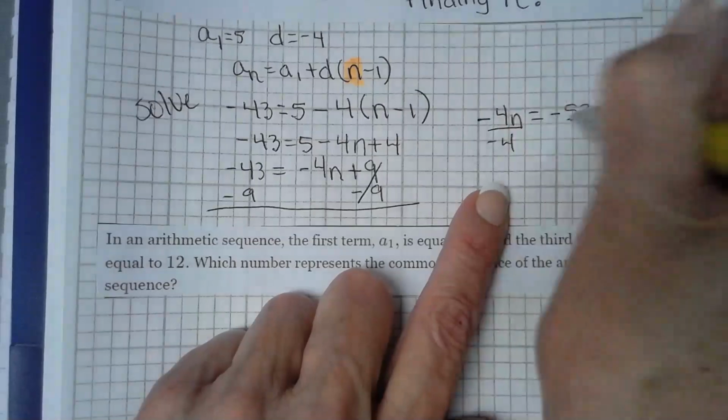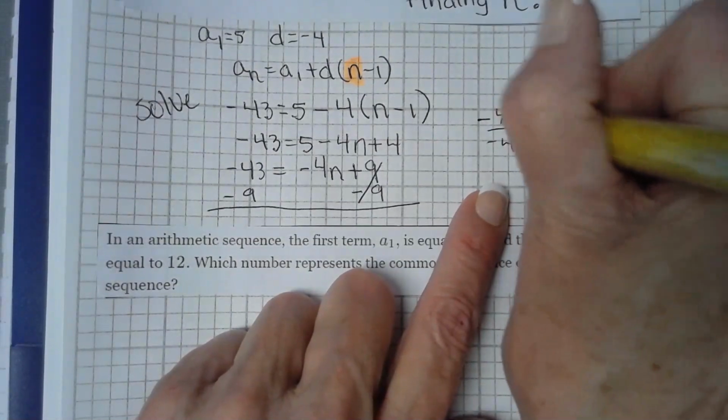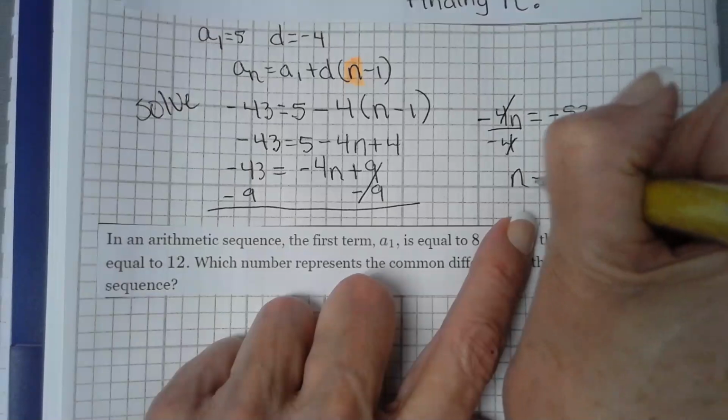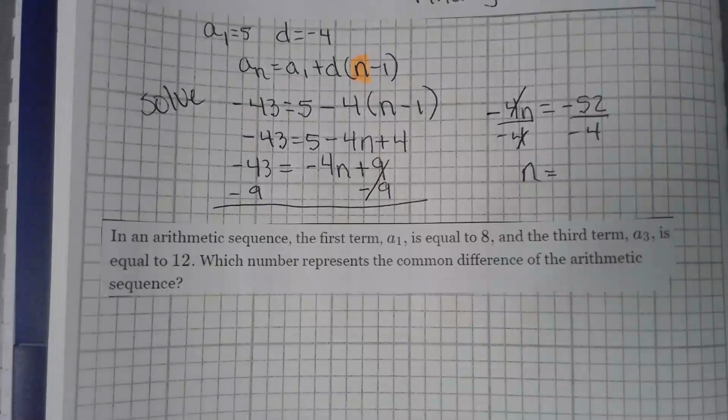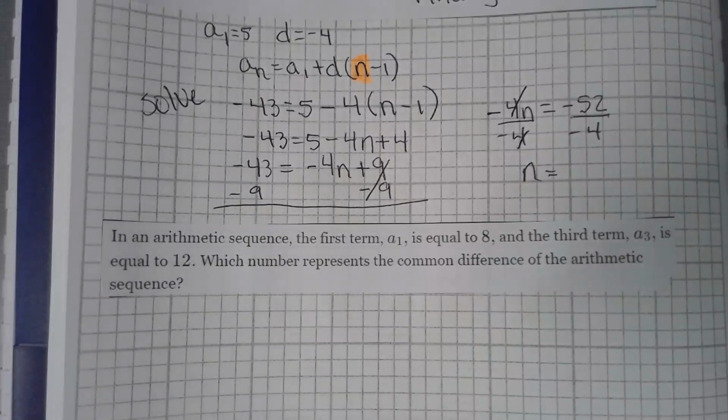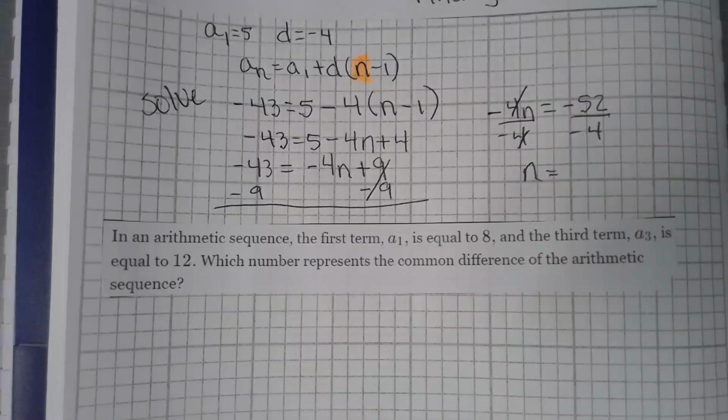Divide both sides by -4. So all we're doing is solving a multi-step equation. And y'all, here's the thing. If we're looking for the term number, should I get an answer like 9.6? 10.2? No, because y'all, term number means, is it term number 1, term number 2, term number 3? So y'all, we shouldn't be getting decimals at this point. And we shouldn't be getting negative numbers at this point.